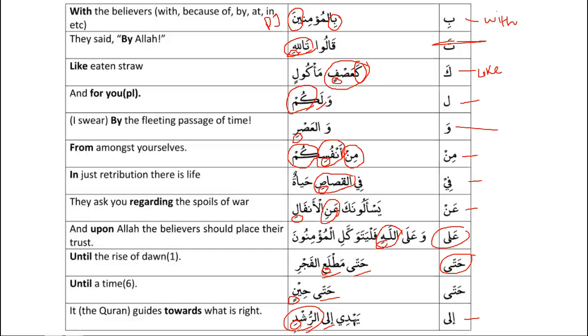So you got the idea, right? All harf jar will make the immediately next word jar. There is nothing in between them. See, alallahi, nothing in between. Hatta matliya, nothing in between. Hatta hin, anil anfali, fil qisasi, min anfusi, nothing in between. So all the 11 harf jar will make the next ism, immediately after it, jar status.